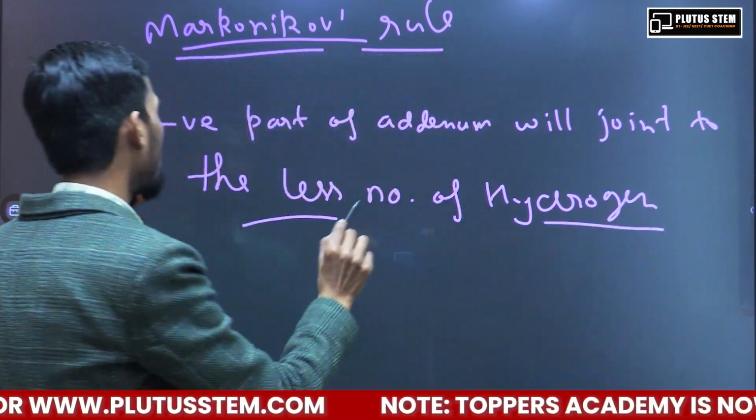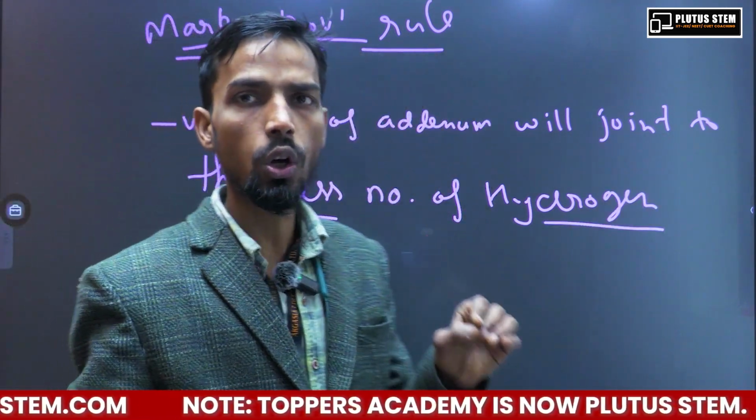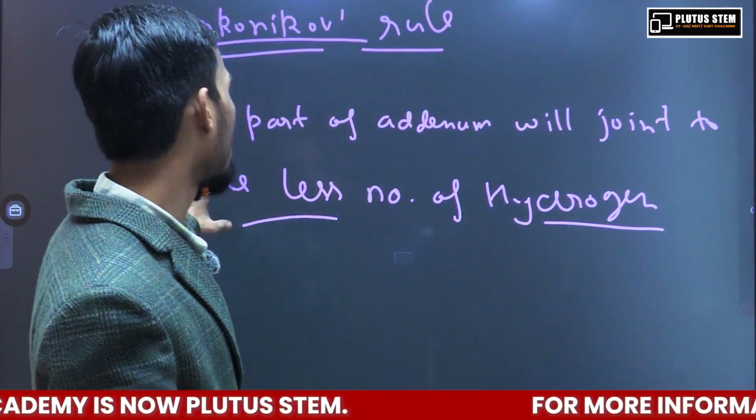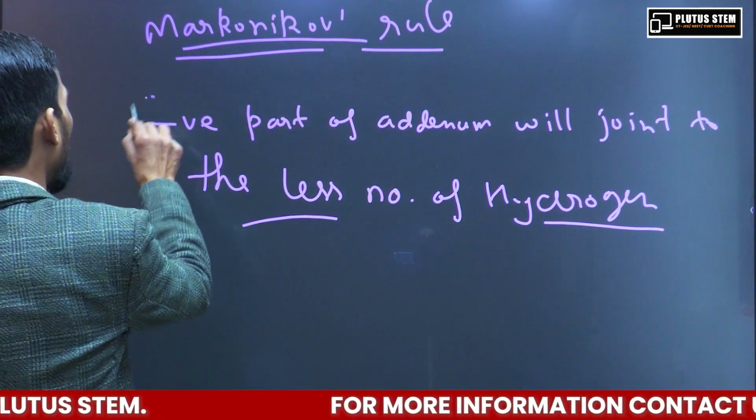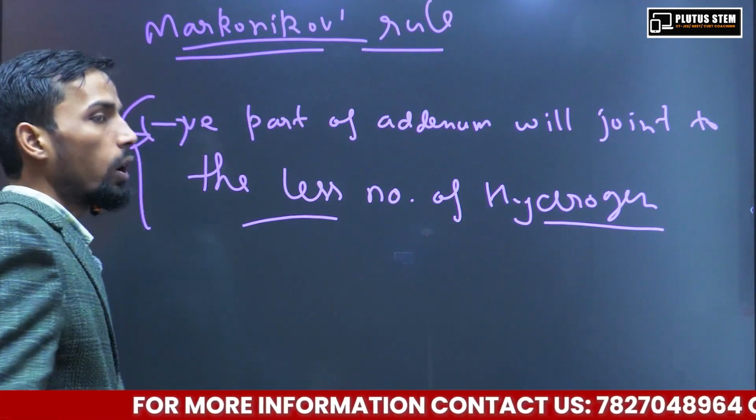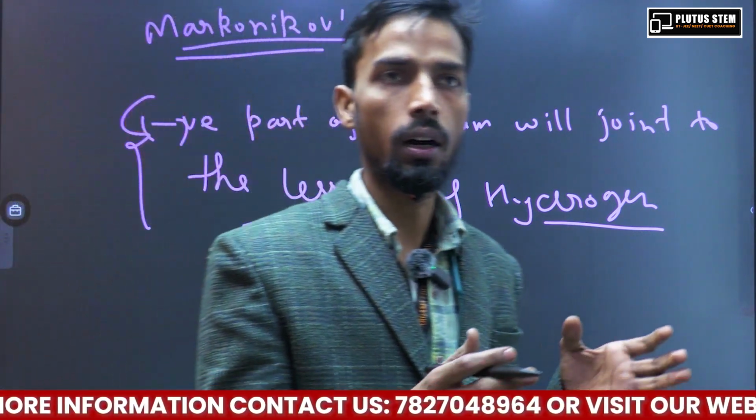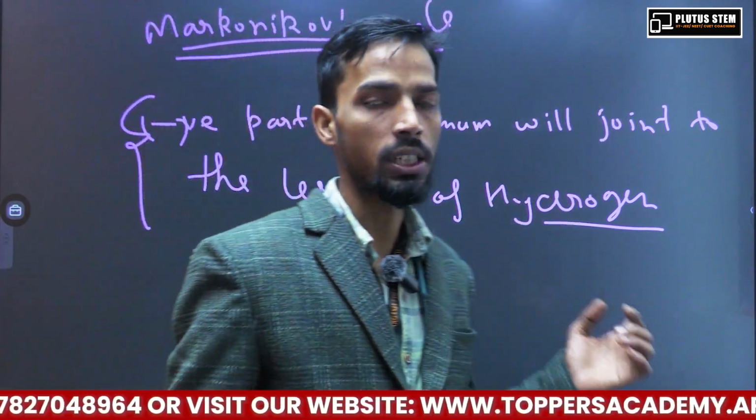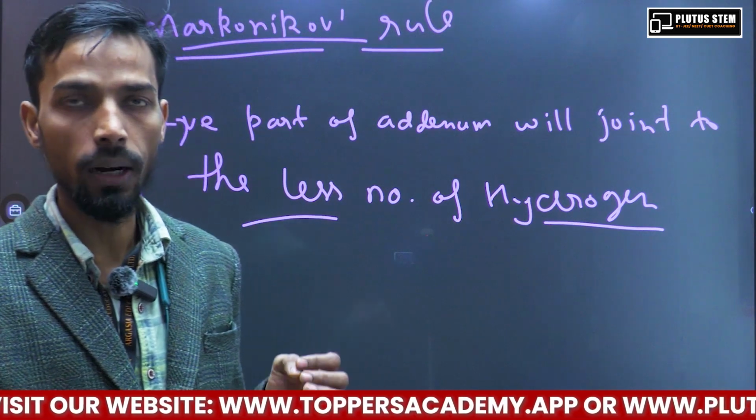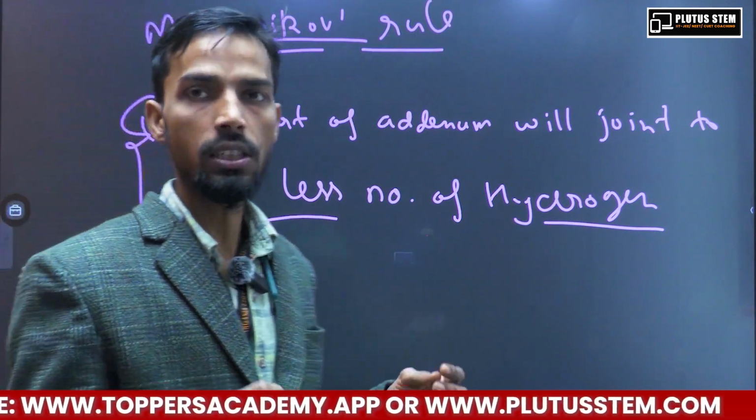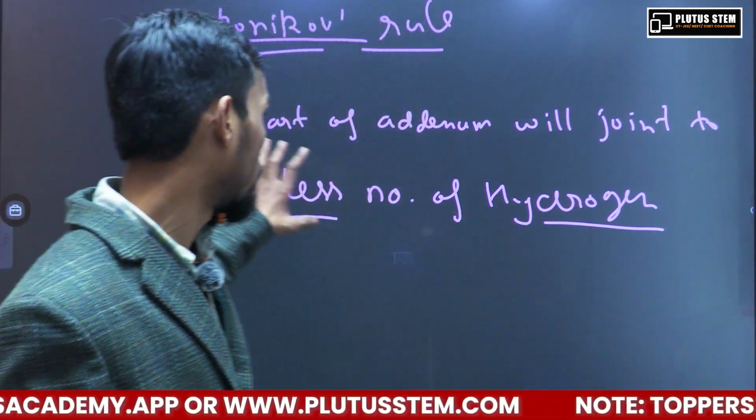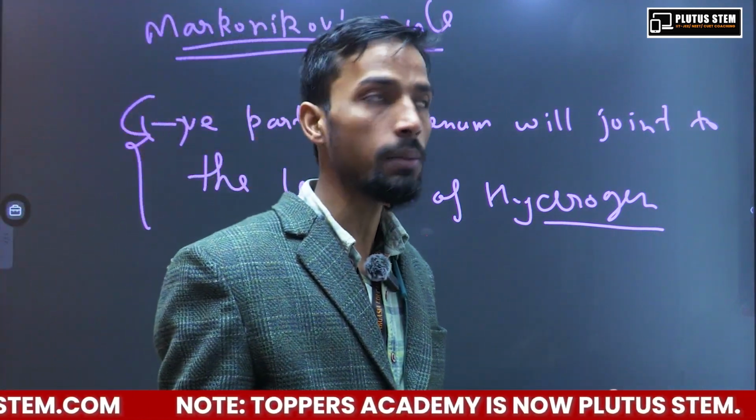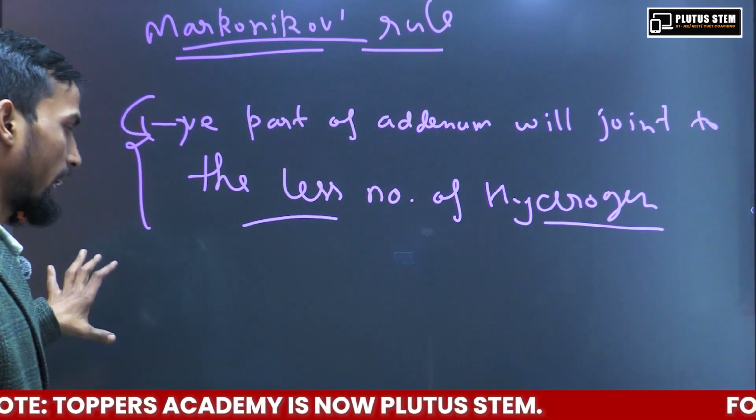So if you learn this Markovnikov rule, most of your board exam questions can be solved. You can very easily solve them on the basis of this rule. But if you want to go into some JEE Advanced questions and some good questions of NEET and JEE, then you need to get into the mechanism of this. Firstly, we will solve problems on the basis of Markovnikov's rule. Then we will get into the detail of the mechanism of this whole reaction.